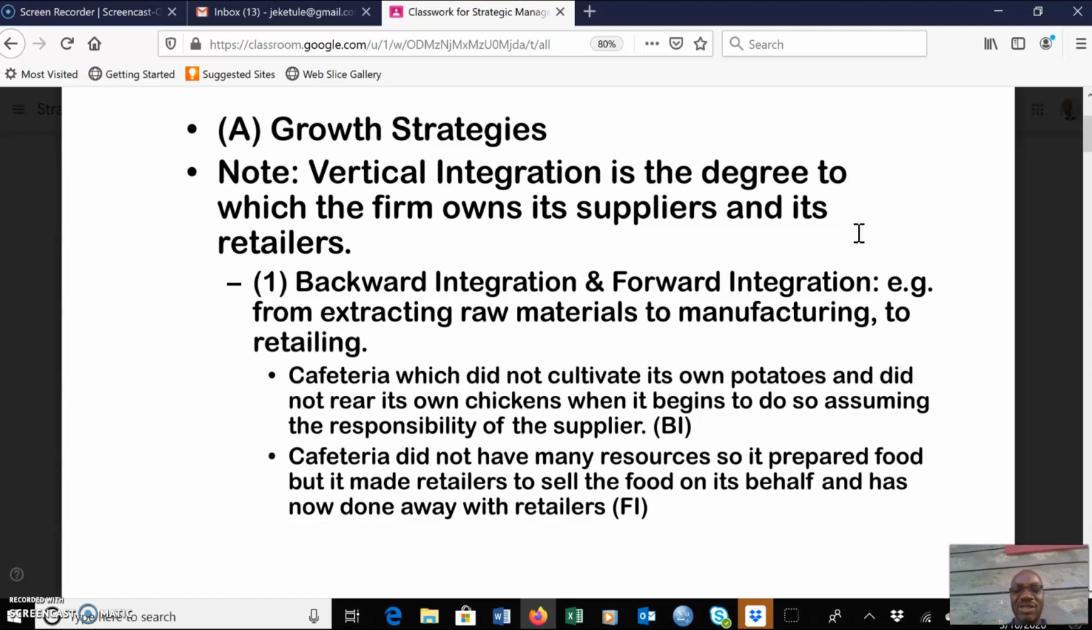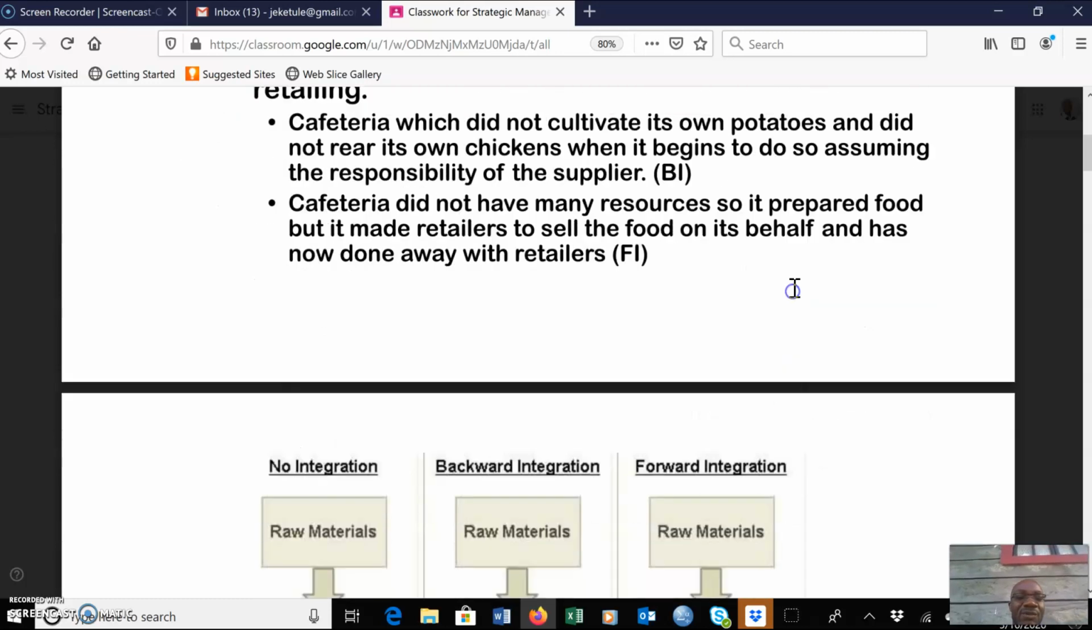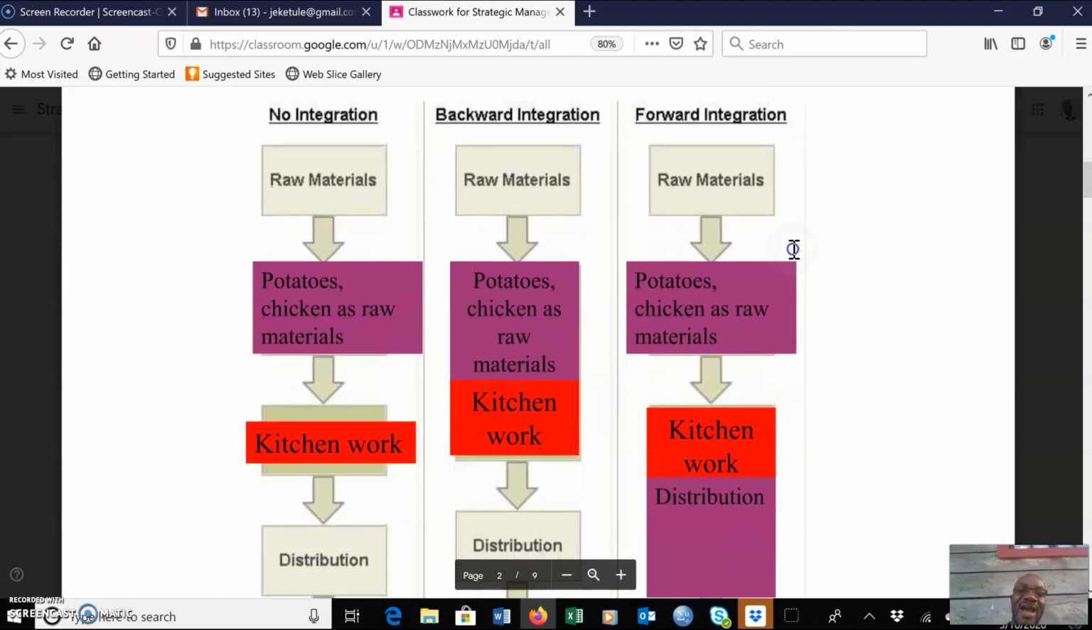Now, forward integration has to do with moving ahead to the retailer. So a cafeteria that did not have many resources only prepared food, but it made retailers sell the food on its behalf, and has now done away with the retailers. So that one is doing forward integration. An organization can have a growth strategy in terms of backward integration, assuming the role of the supplier, or it can have a forward integration where it is taking over the role of the retailers. And an organization can have both of these strategies running concurrently.